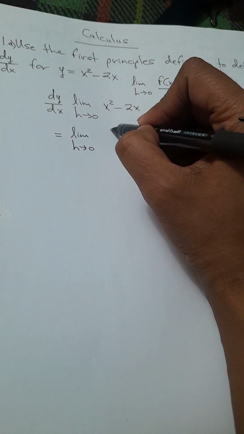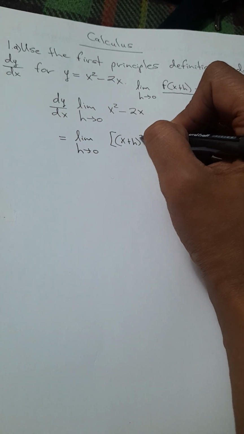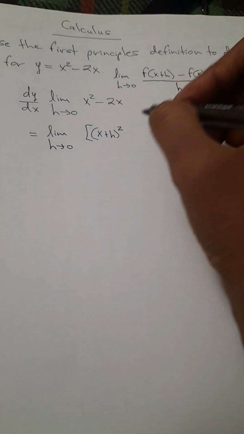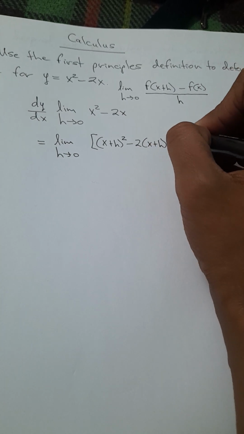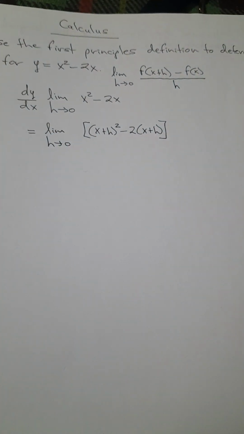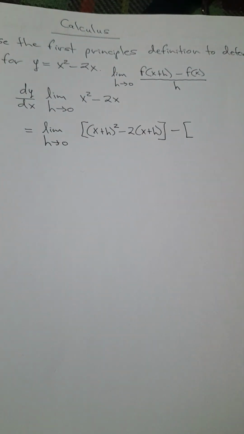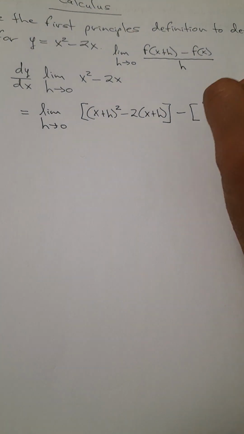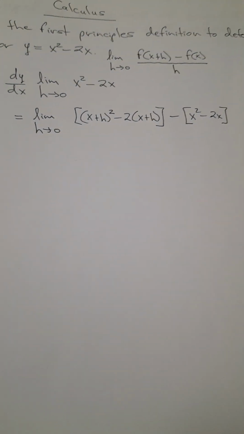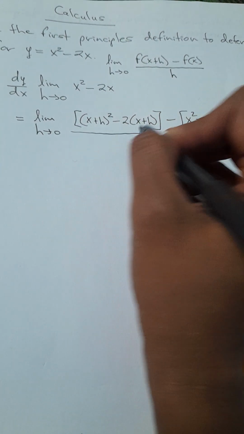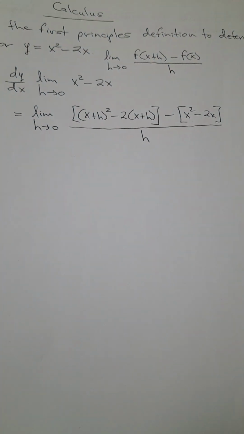Right, so the first time, let's use square brackets. I'm going to plug in x plus h whole squared minus 2 times x plus h. Okay, close the bracket. And then you're going to subtract f of x, right? So f of x here is x squared minus 2x. Okay, and close the bracket. The whole thing is going to be over h.